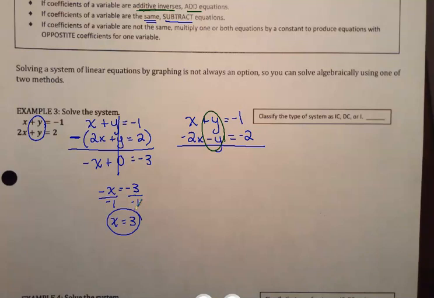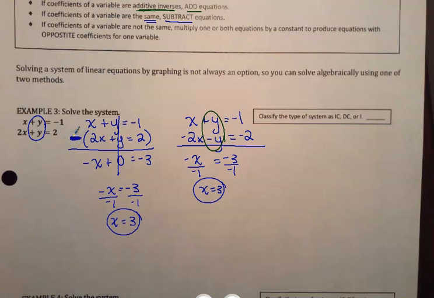That's the same thing that happens here. I just distributed the negative sign, so x minus 2x is -x. Y minus y is nothing. -1 minus 2 is -3. Divide by -1, x equals a positive 3. It doesn't matter if you distribute the negative or not. You just don't want to forget it's there when you're subtracting, is the big thing.